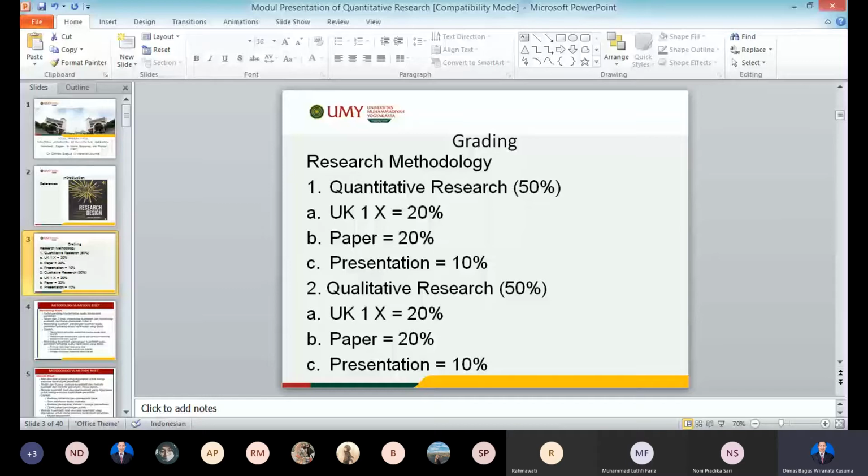And in terms of the topic, maybe you can just take the topic in the area where you feel you are the most expert. The second part, qualitative research, will also have a test of competency, a paper, and presentations.